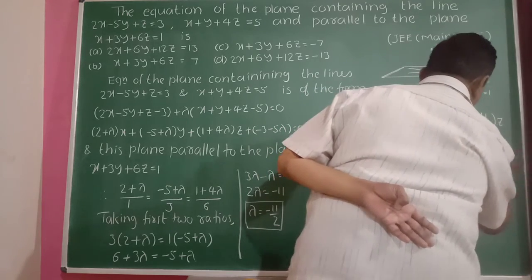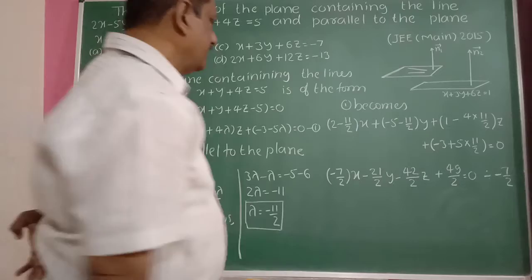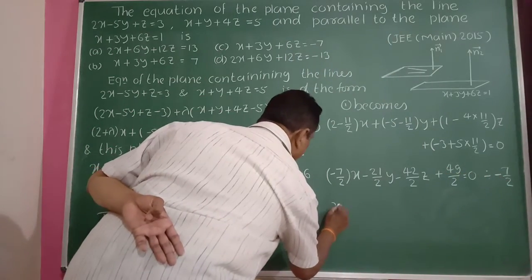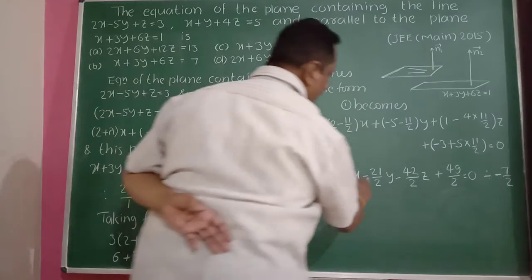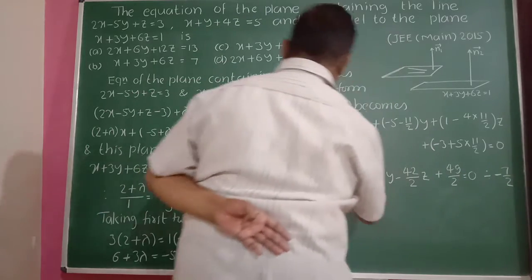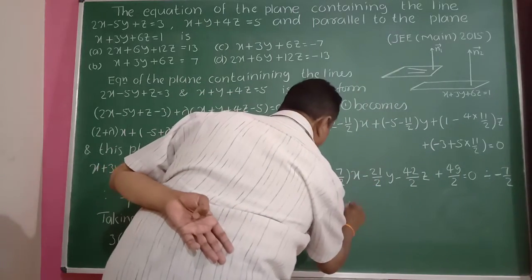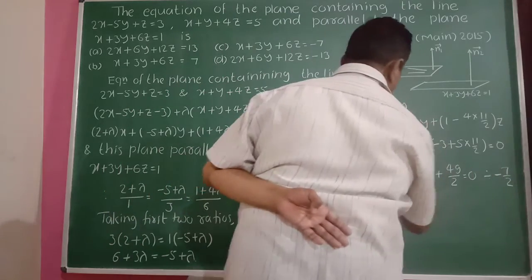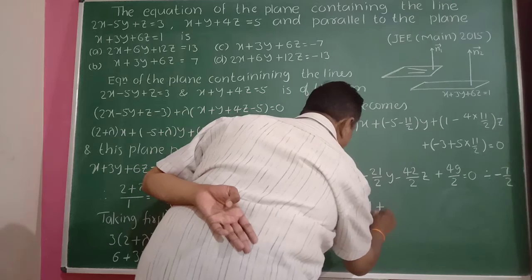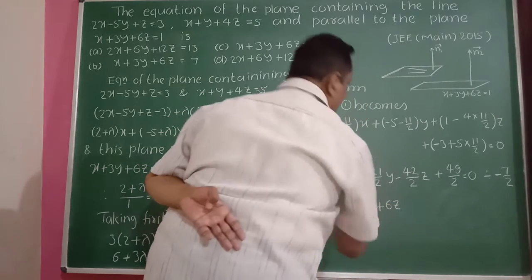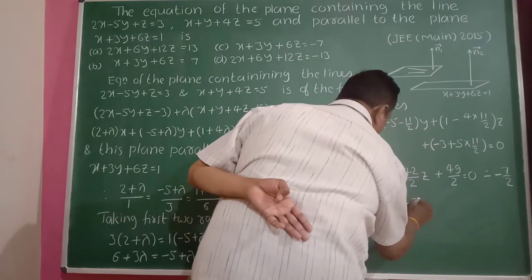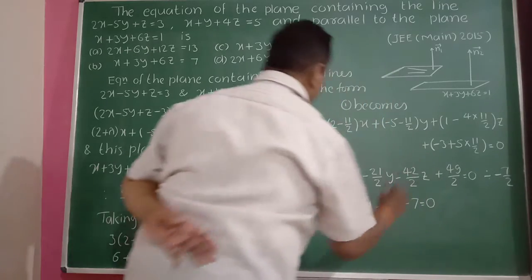by minus 7 upon 2. Just divide it here, 7 upon 2 cancels here. Then remaining is x here. Then minus 7 on the 7 3s are, so 3y. Then 7 on the 7 6s are, so plus 6z here. Then 7 on the 7 7s are, minus of 7 is equal to 0.